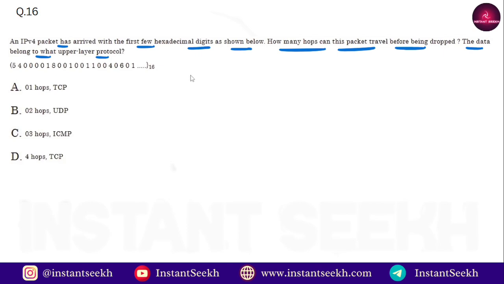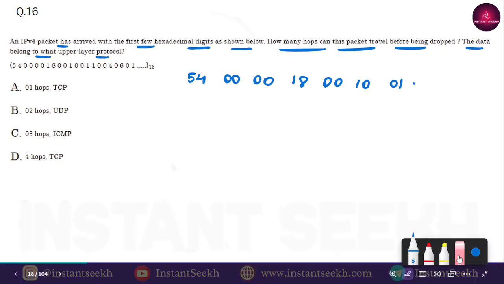Let me convert this to byte-wise groups. Let's say this becomes 1, 54, then 0, 0, then 0, 0, then 1, 8, right? Then 0, 0, then 1, 0, then 0, 1, then... okay. Did we miss anything? Yes, we missed one. Let me correct it.